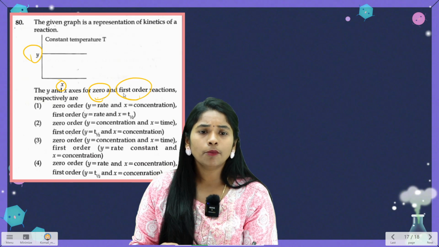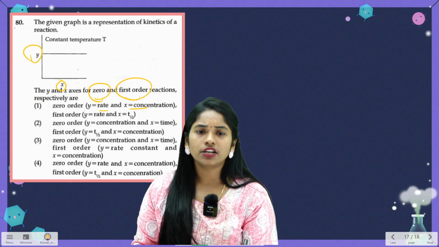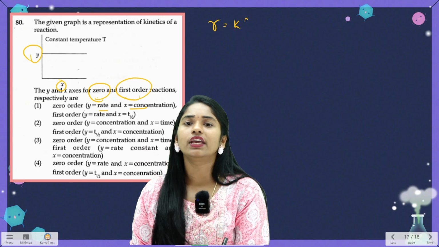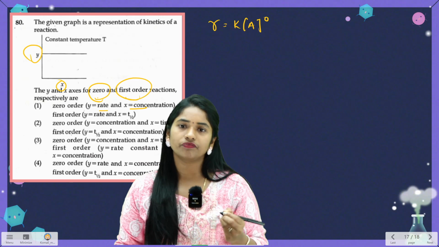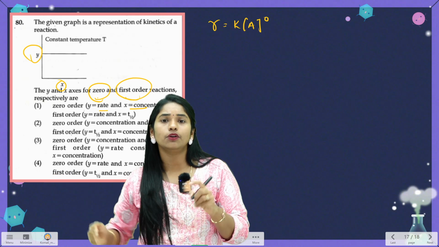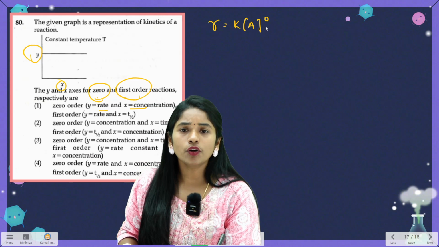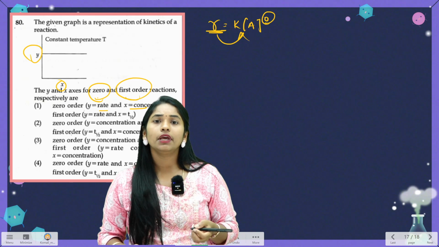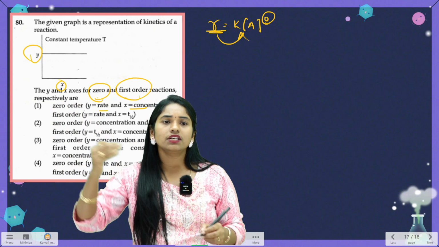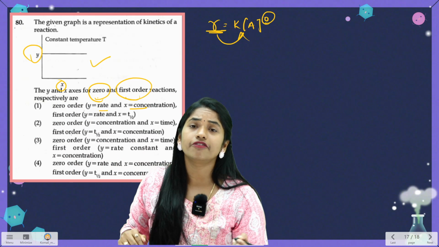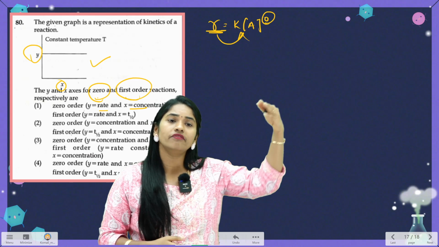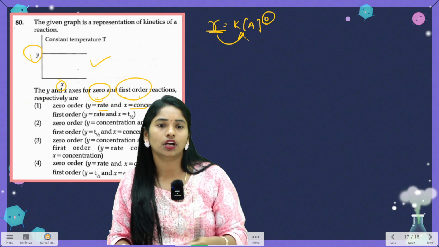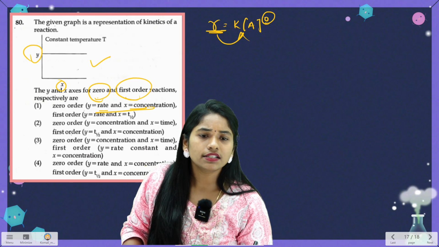Now among all, rate and concentration, if you observe for a zero order reaction, rate is equal to k into a to the power of 0. Anything to the power of 0 is 1. So if you keep a zero order reaction, rate does not depend on this, because anything to the power of 0 is 1. So this is the correct graph for a zero order if you take on the y-axis rate, on the x-axis concentration. So this one is correct.